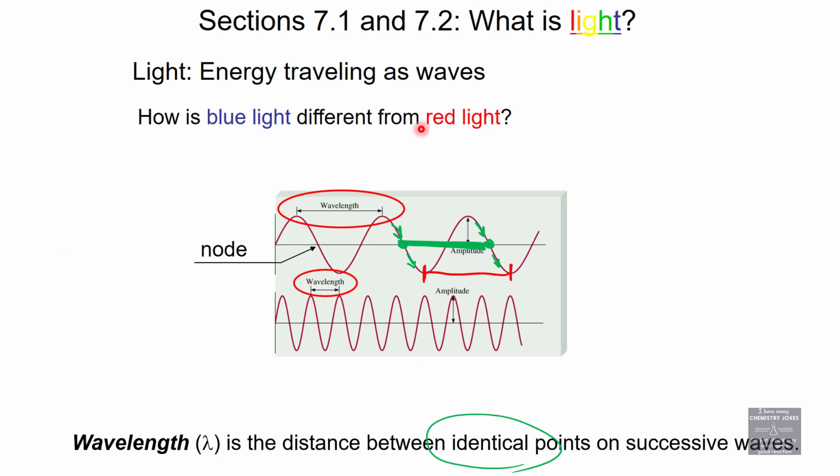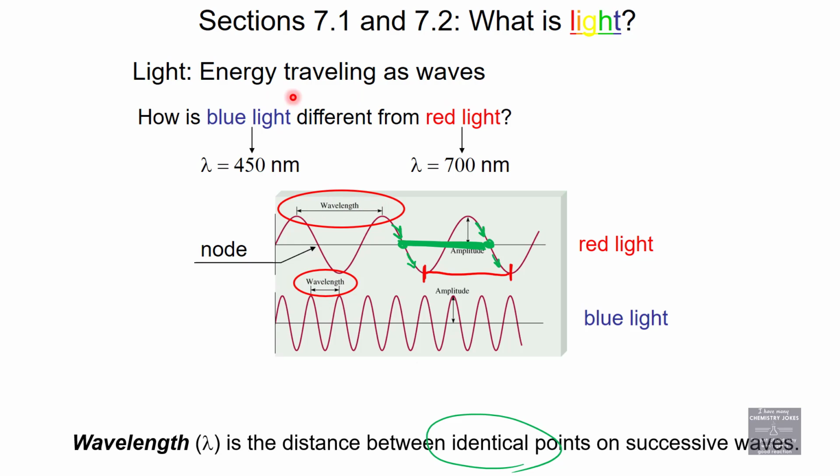Red light is known as 700 nanometers. That's the wavelength associated with red light. And blue light has a wavelength of 400 nanometers. So if one of these is red and one of these is blue, the longer one is red light, the shorter one is blue light. Shorter wavelengths, blue light; longer wavelengths, red light.